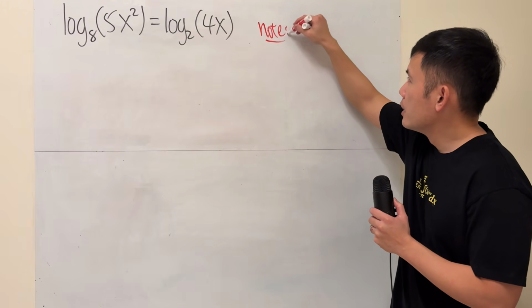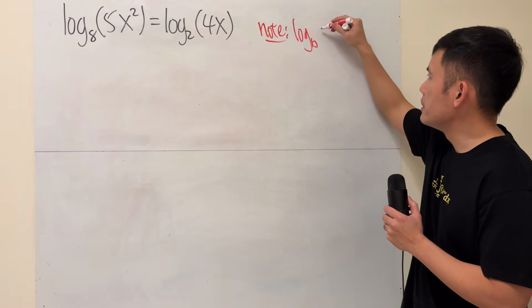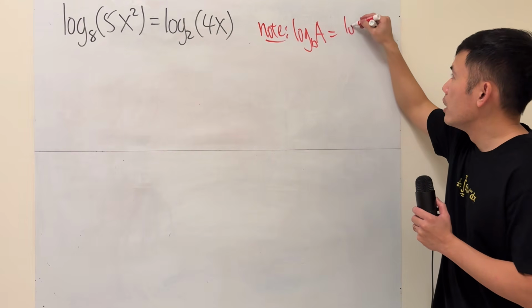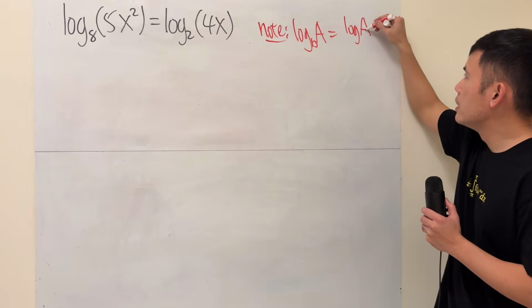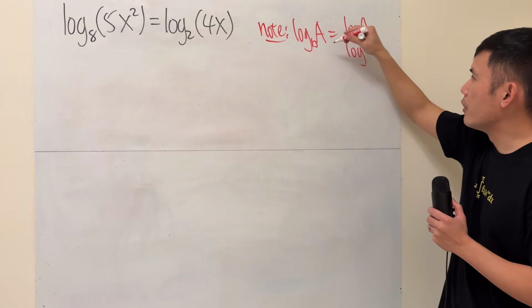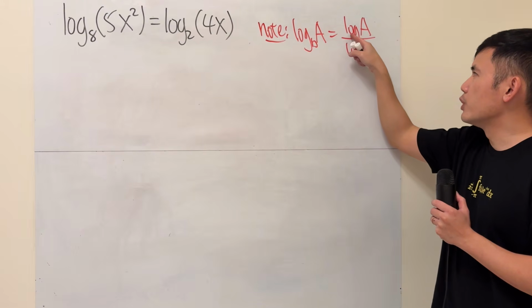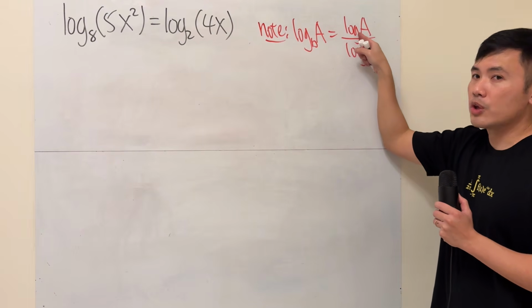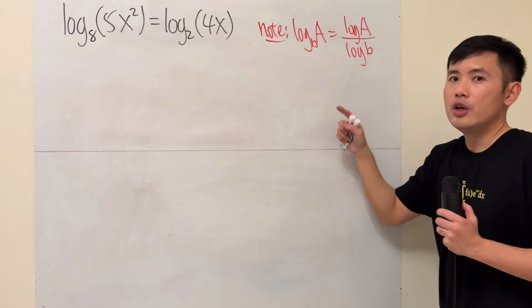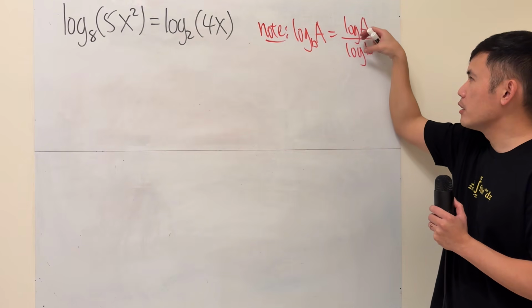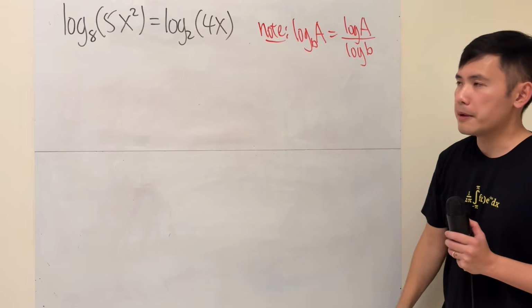Here's a quick note. When we have log with some base b of some input a, this right here is equal to log of this input over log of this base b. And notice that I'm just using the regular log, so that means log base 10. You could also use ln, the natural log. As long as the top and bottom logs are equal, this is okay.